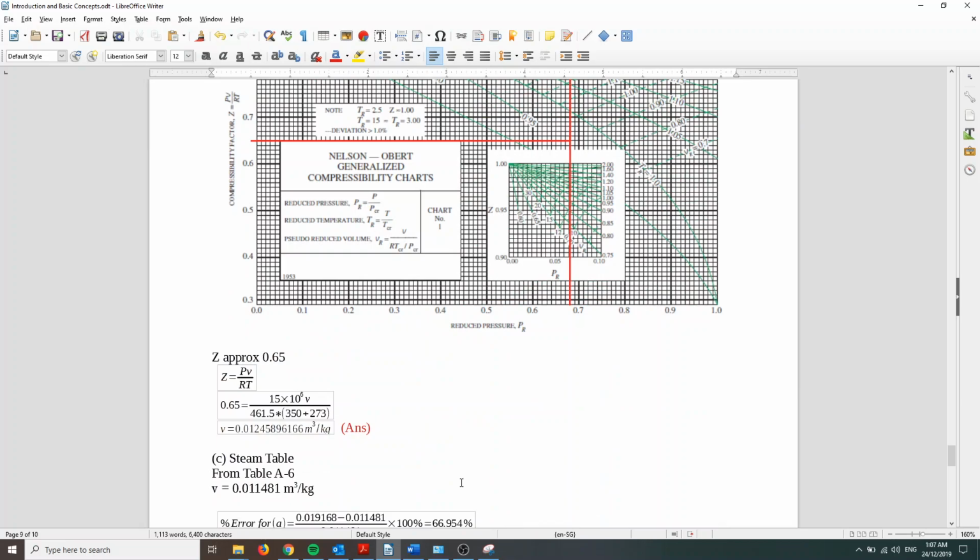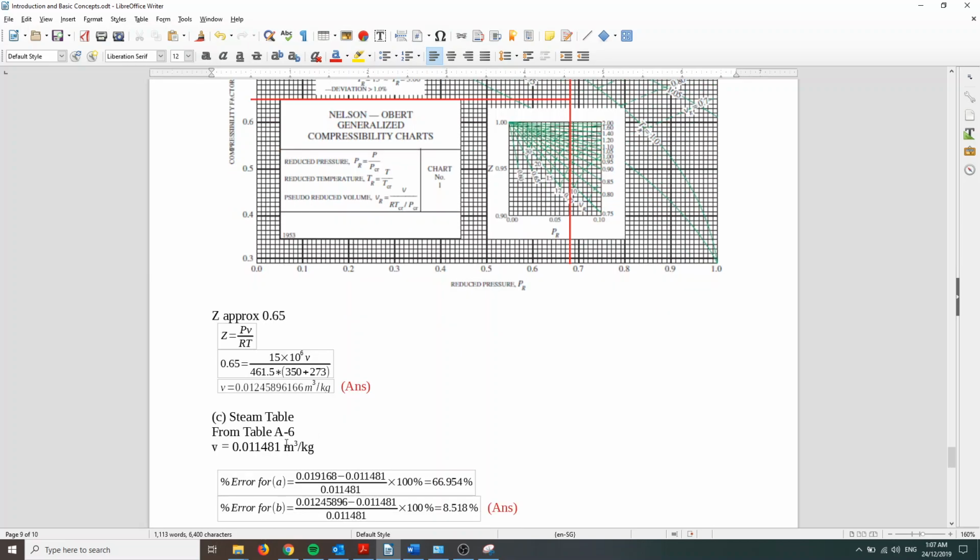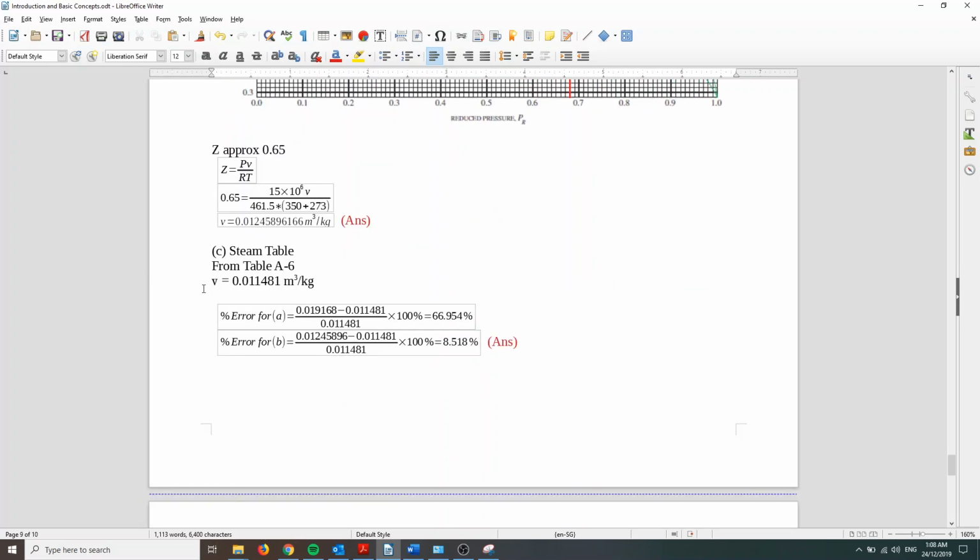The most accurate way is to use the steam table. From table A6, we can find that the specific volume is 0.011481. To calculate the error is very simple. I found that for the ideal gas equation, the percentage error is 66.954%, which is massive.